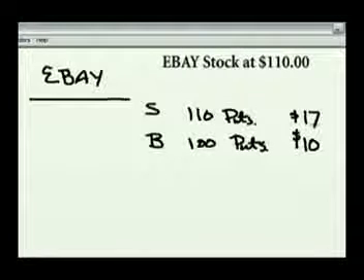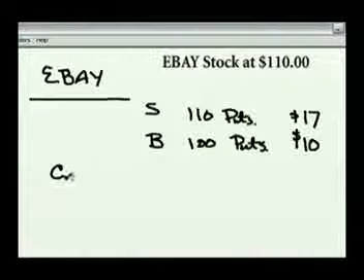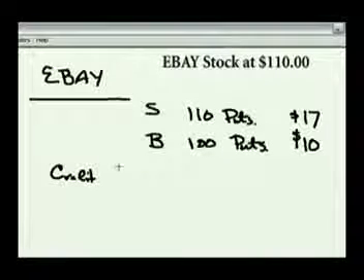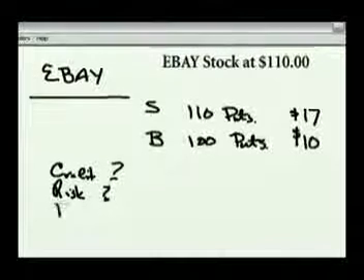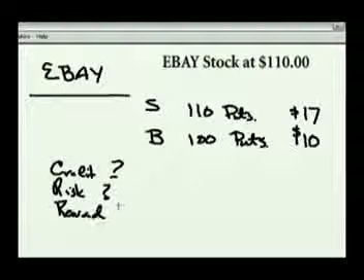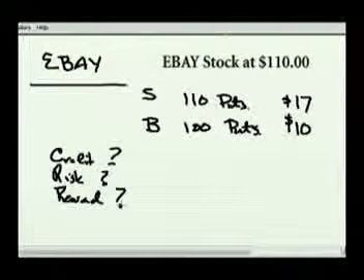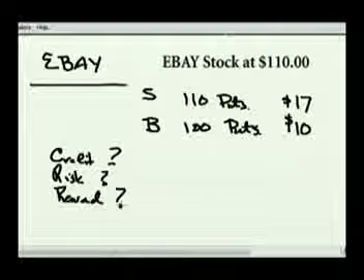Now, you at home need to determine a few things. Number one, what's your credit? What is your risk? What is your reward? What is your break even? And I also would like you to draw the risk graph on that. So what I'd like you to do now is go ahead and pause your DVD and do this exercise at home, and then turn the DVD back on, push play when you're ready, and we'll give you the answers.